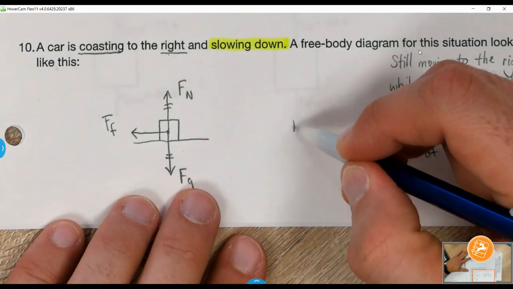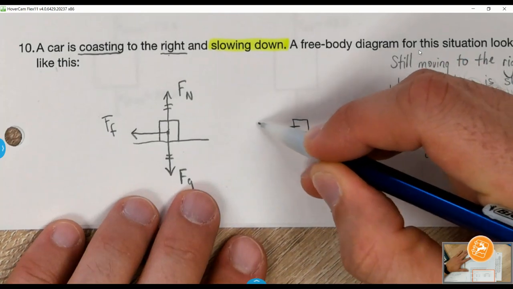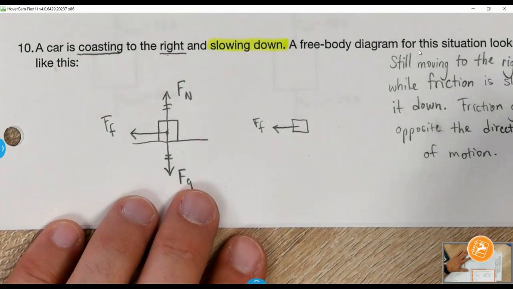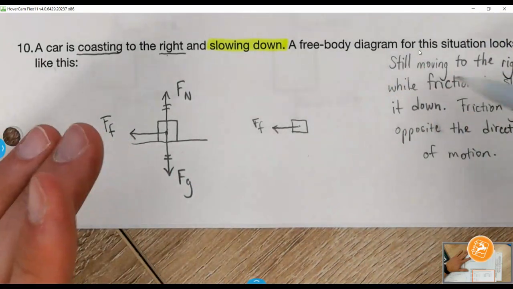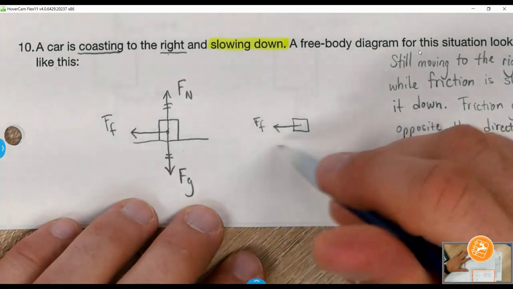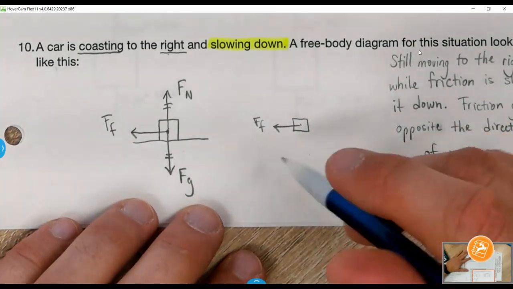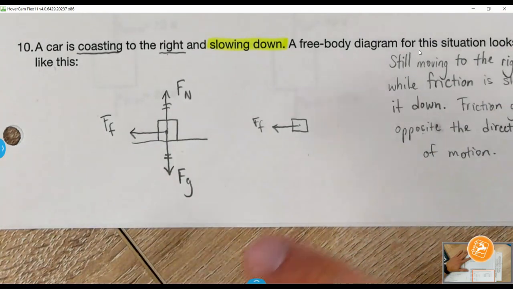So if I had to simplify that, and just draw one net force, FF, going to the left, it means it's basically slowing the object down. But this whole thing is still moving to the right because friction goes opposite the direction of motion.